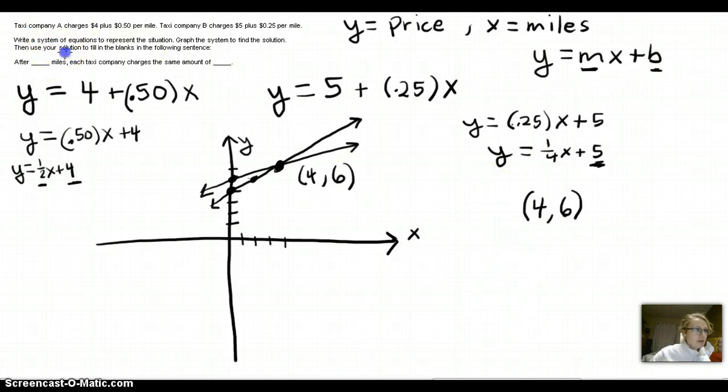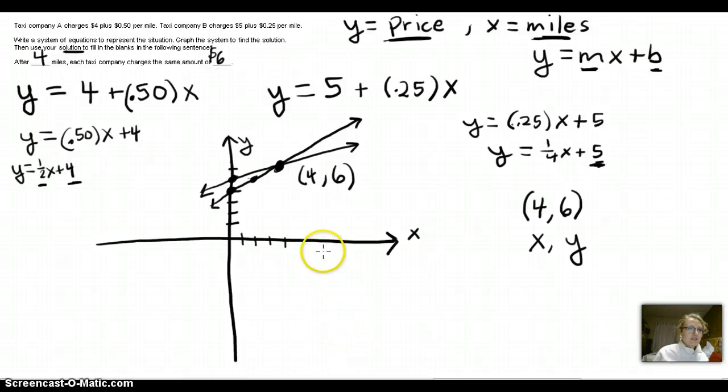So we're supposed to use our solution to fill in the blanks. This means that after blank miles, each taxi company charges the same amount of, which is, what is the amount that they charge? So we know that x comes first and then y. Since our x is miles, we can say after 4 miles, each taxi company charges the same amount of 6. Our y coordinate is our price, so of $6.